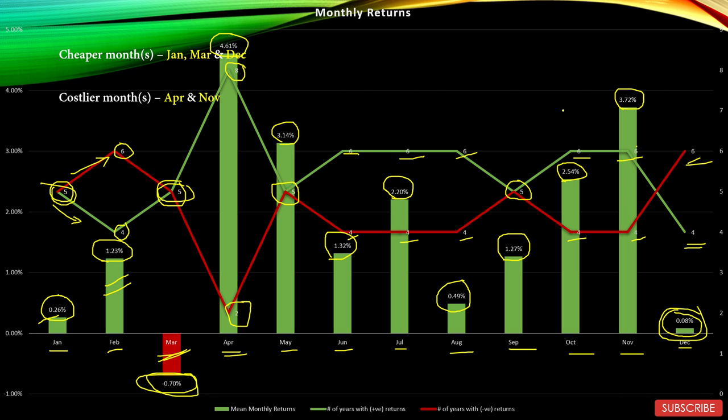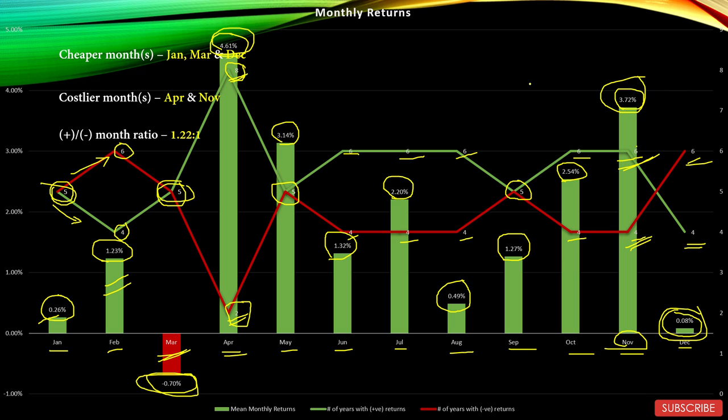The costlier months for the sector are April and November. April with 4.61% average returns and 8 positive returns in the last 10 years. So, clearly a very good month for the sector. And November with an average return of 3.72% and 6 positive returns in the last 10 years and 4 negative returns.